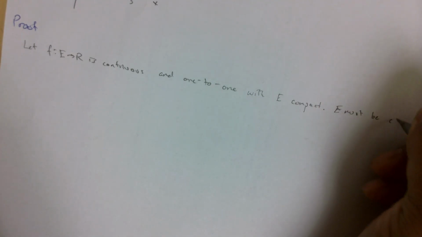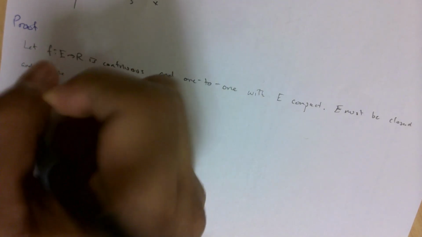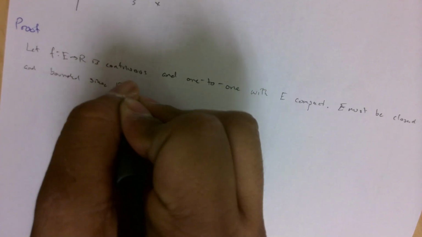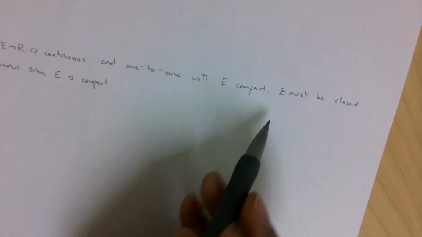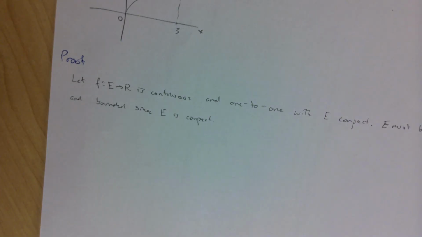Then E must be closed and bounded. E is compact. So we know that E must be closed and bounded since E is compact, which we showed up here. What else?